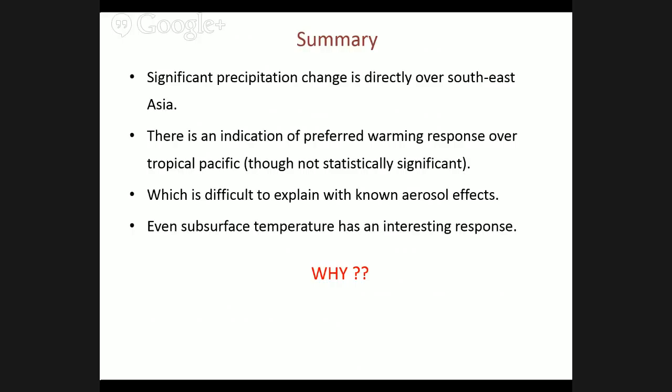Winds. Okay. How do you check the wind pattern between those? Wind stress.